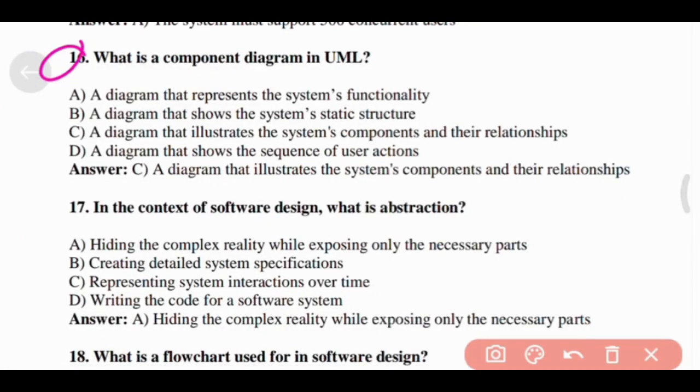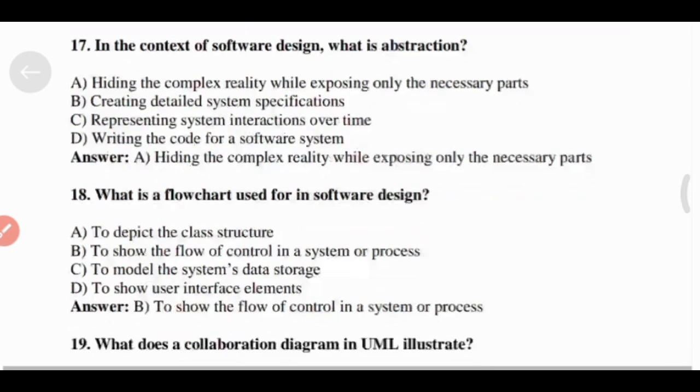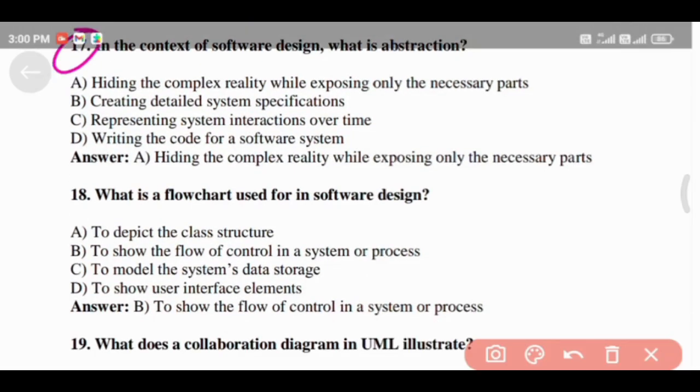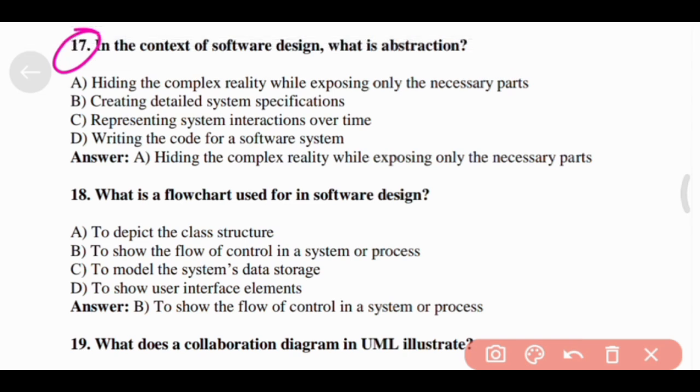What is a component diagram in UML? Option C, a diagram that illustrates the system's components and their relationships. In the context of software design, what is abstraction? Option A, hiding the complex reality while exposing only the necessary parts.